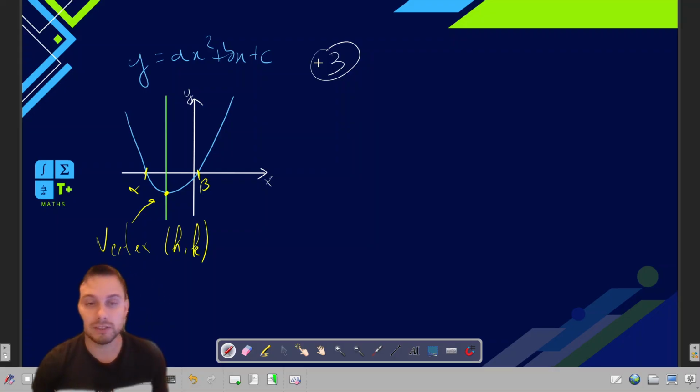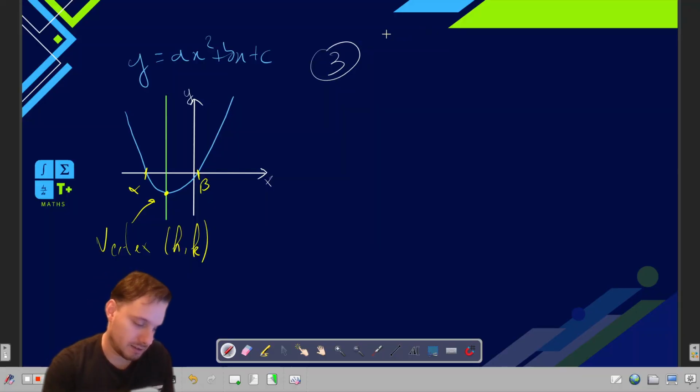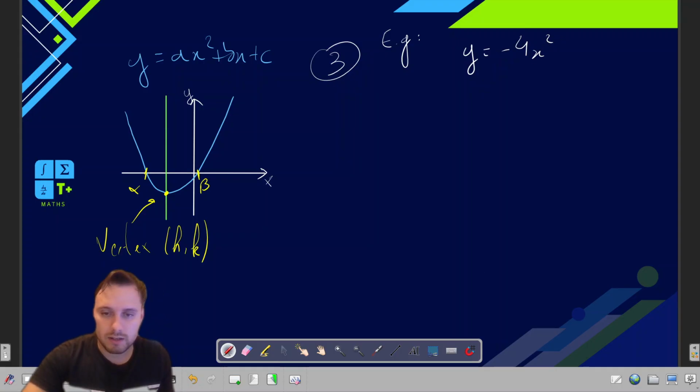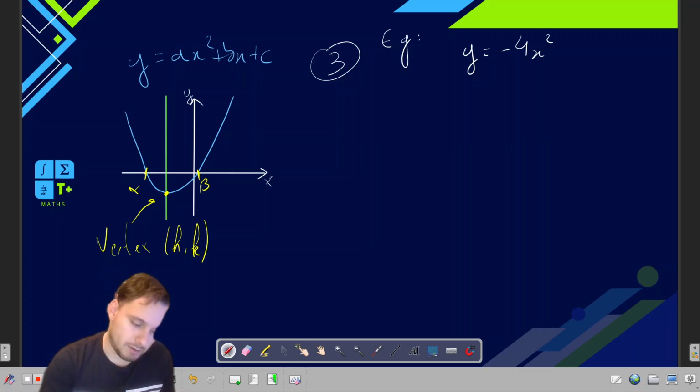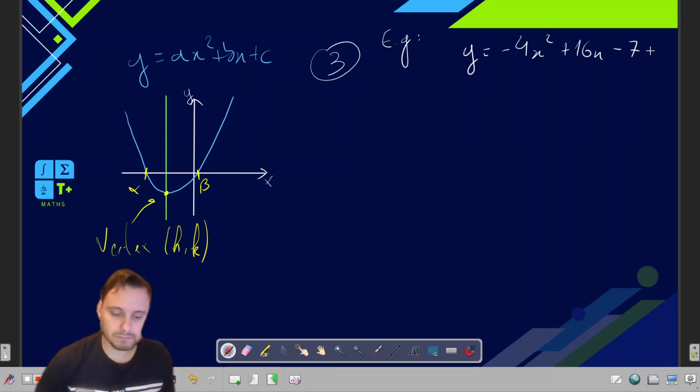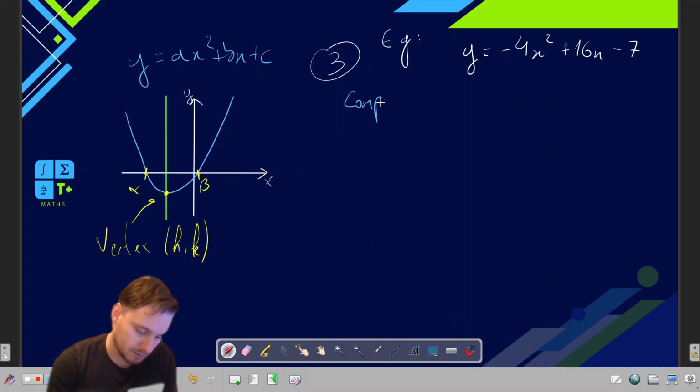How do we complete the square? Let's look at an example. Okay, I'm going to do an example here. This is going to be y equal to negative 4x squared plus 16x minus 7. So what is it that I'm going to be doing here? I'm going to first complete the square. I'm going to write it here. I'm going to complete the square.